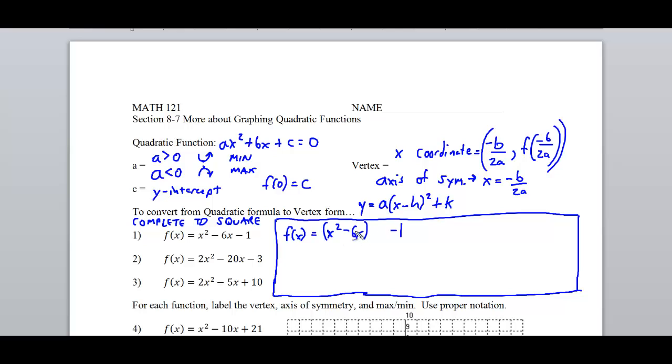So to complete the square, completing the square is taking your b, dividing it by 2, and then squaring it, and the b is going to be the number again in front of the x.